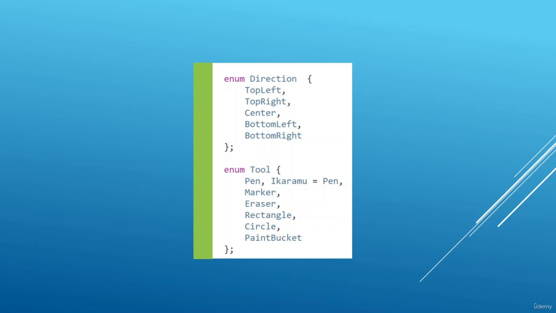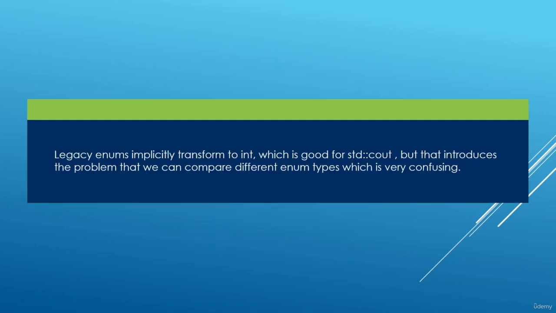You can declare your enums like this if you want, but this is going to give you a few problems. The bigger one being that legacy enums implicitly transform to int. So you may think that this is good because you can print them on std::cout and be on your merry way, but this introduces a problem because you can compare enums of different types.